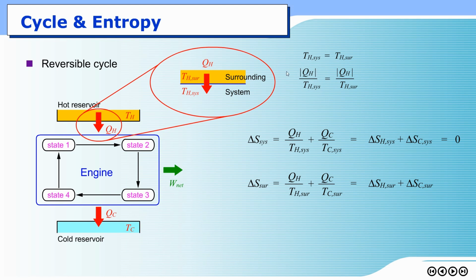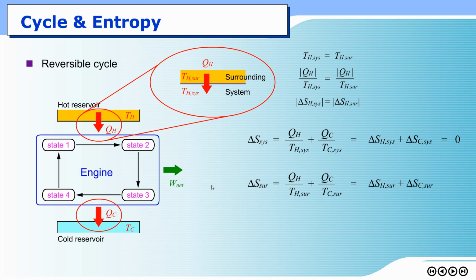This heat here, QH, is the amount of energy transferred from the surrounding to the system. So QH here and QH there are essentially the same thing. This is this red arrow, and I put absolute value here just to prevent any confusion regarding the sign of the heat. Just consider the magnitude of the heat only. So if TH of the system is the same as TH of the surrounding, this ratio must be the same, and therefore this ratio is called delta SH. Delta SH of the system and the surrounding must be the same.